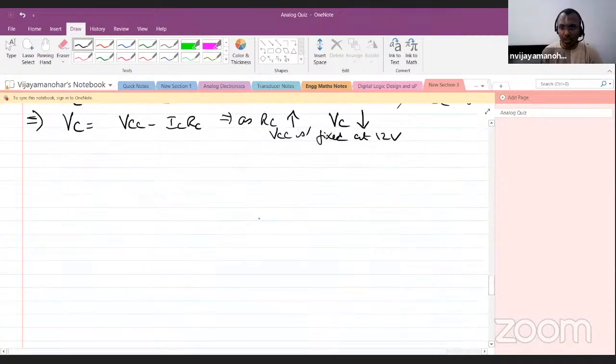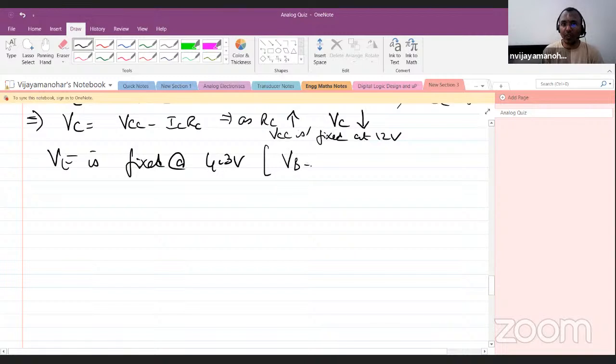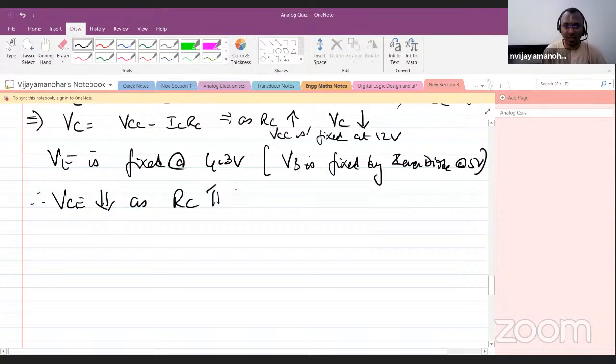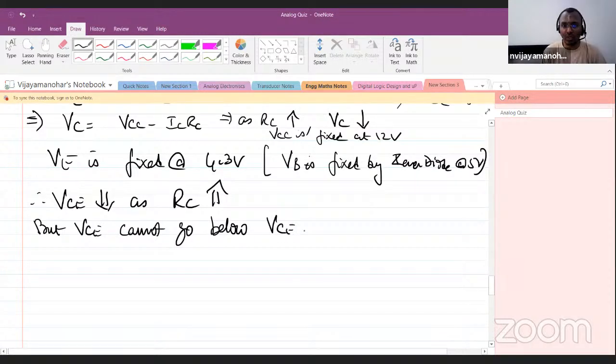But VE is fixed at 4.3 volt. Why 4.3 volt? Because VB is fixed by the Zener diode at 5 volt. Because the base voltage is fixed at 5 volt, the emitter voltage is fixed at 4.3 volt. So emitter voltage is fixed, but VC is coming down. Therefore, VCE reduces as RC increases. But VCE cannot go below VCE sat. This will be the limiting point of the circuit.